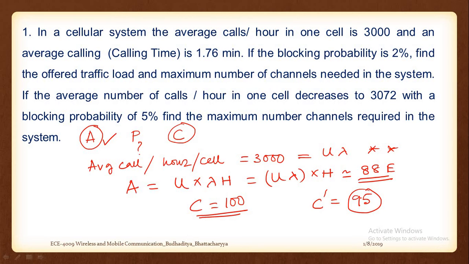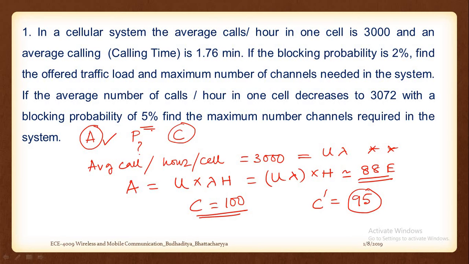Sorry, 5%. So you are increasing the call blocking probability. Hence you cannot compare 5 and 2. But for an increasing number of user calls, 1 call per hour, 3072 calls per hour, and a blocking probability of 5%, you can accommodate the same with 95 channels. So that is the beauty of it.